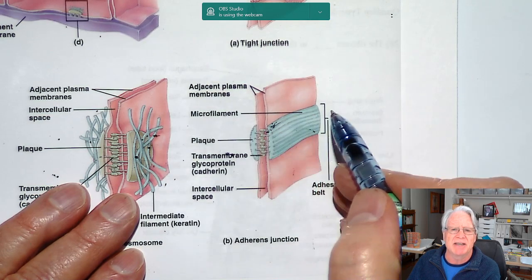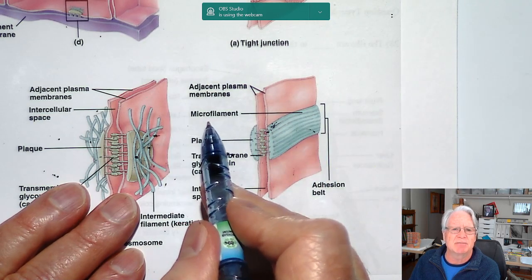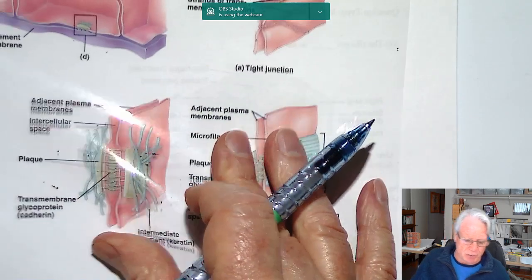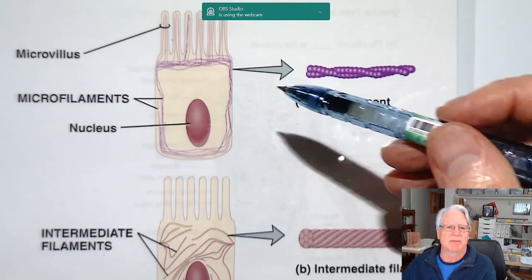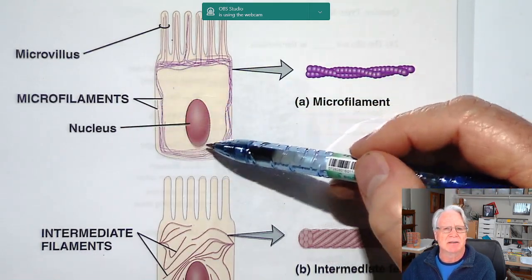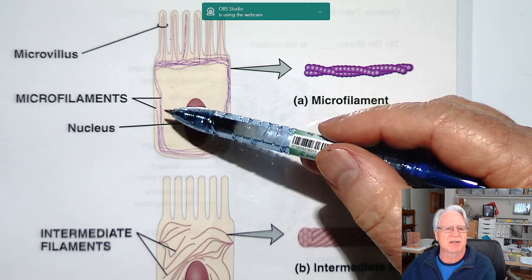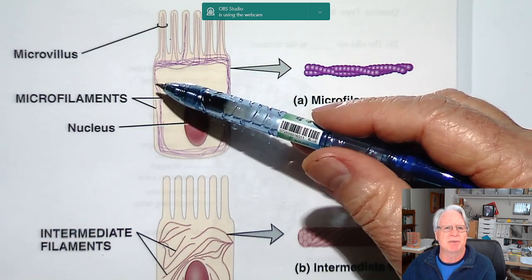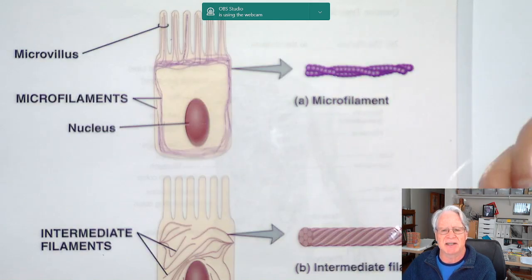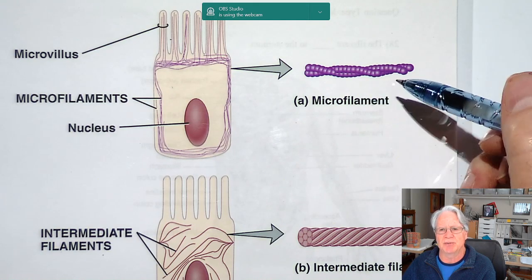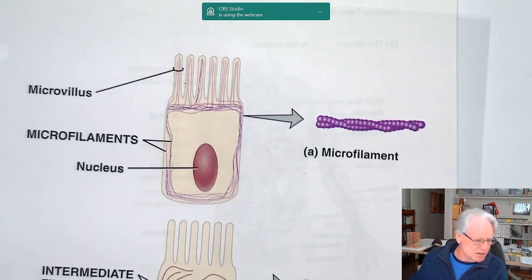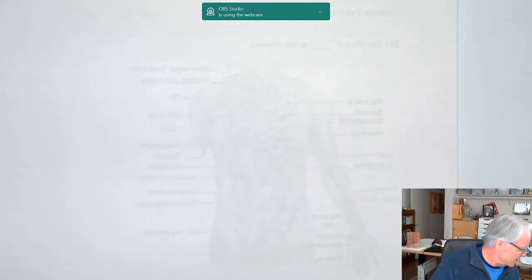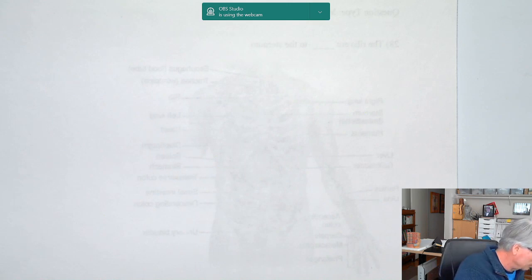Also, let me point out that when we looked at the adherens, we created a plaque, a belt, if you will, that went all the way around the cell, and that's composed of microfilaments. So where do we get microfilaments? Here they are. These are the microfilaments, and as you can see, they are part of the cytoskeleton, and they would form that belt around the cell as it connects to its neighbor, or to support the connection between the neighbors. I just wanted to remind you of that so that you could keep that in mind as we go forward.